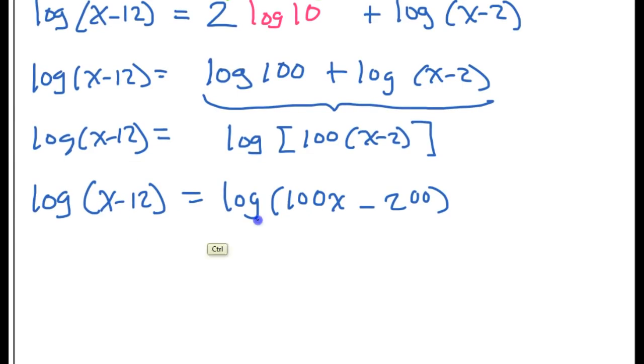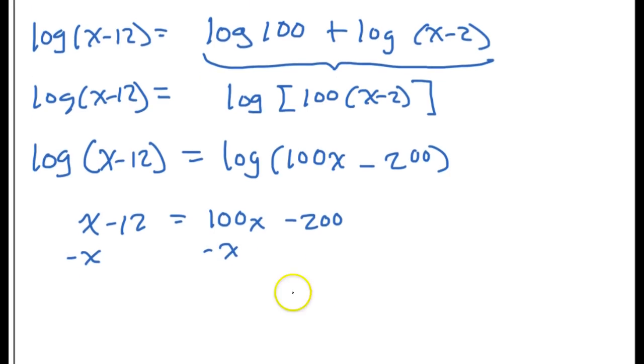So now we've got the log of something equals the log of something. So the arguments, meaning the stuff inside the log, must be equal to each other. So x minus 12 must equal 100x minus 200. So let's get the x's together. I like this part to stay positive when I can, so I'm going to go ahead and subtract x from both sides. So that gives me negative 12 is equal to 99x minus 200.